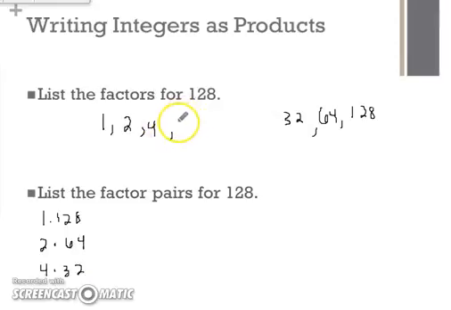I know if we do 128 divided by 8, it's 16. So 8 and 16. And I think that's all of them, because the other ones would have different factors with it. And I think this is all of our factors. So as our factor pairs, we have 1 times 128, 2 times 64, 4 times 32, and then 8 times 16 for the factor pairs for this one.